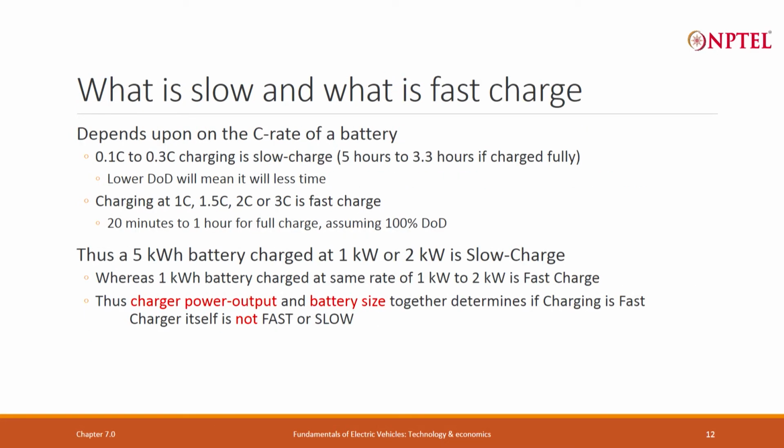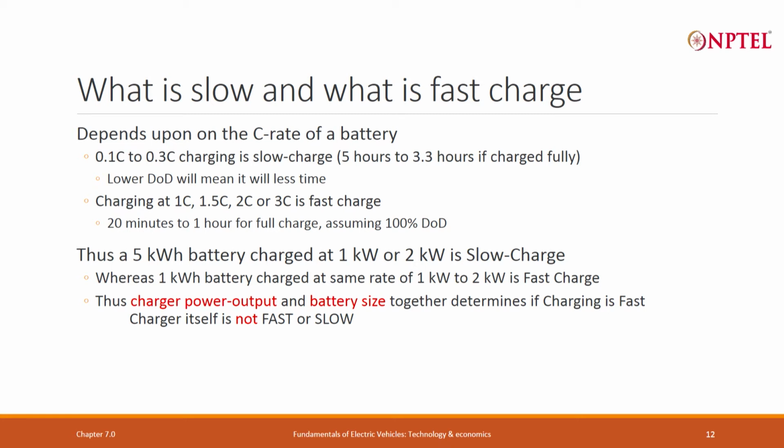So, what is slow and what is fast charge? It depends entirely on C rate, it does not depend on kilowatt hour or watt hour. 0.1C, 0.3C, 0.5C is slow charge. 1C, 1.5C, 2C, 3C, 4C is fast charge. So, I want to repeat that this is slow charging and fast charging. Does a 5 kilowatt hour battery charged at 1 kilowatt or 2 kilowatt count as slow charge?